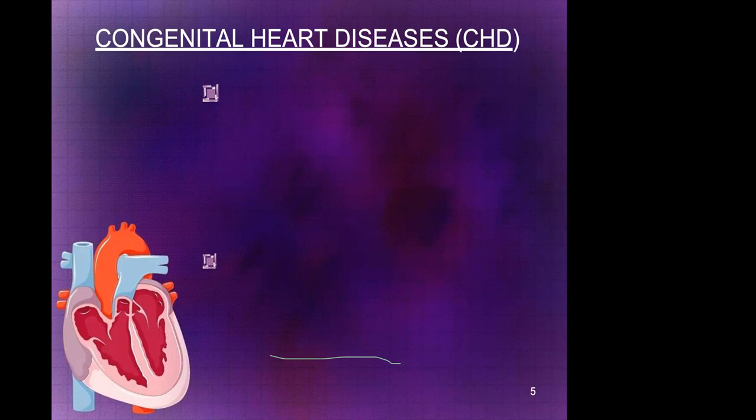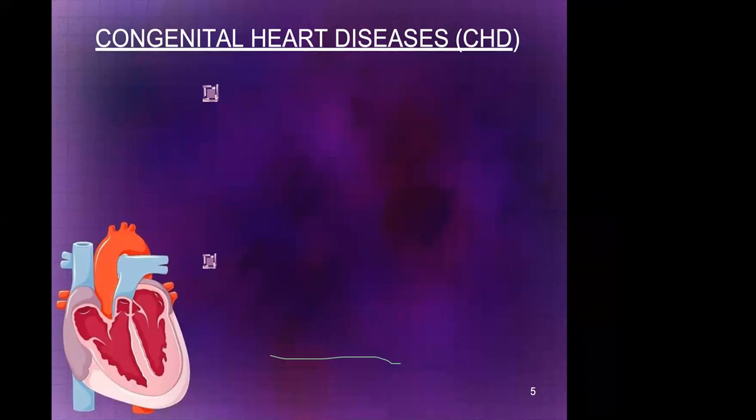In the blue babies, what will happen is the dirty blood, the deoxygenated blood, is going into the systemic circulation. That is going to happen through tetralogy of Fallot, transposition of great arteries, and tricuspid atresia.